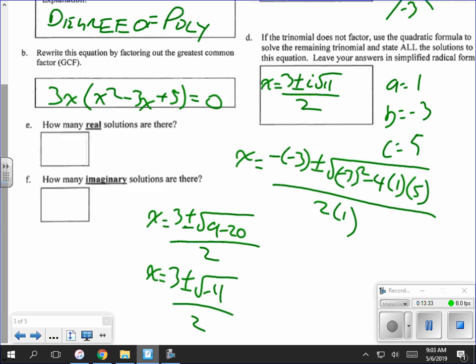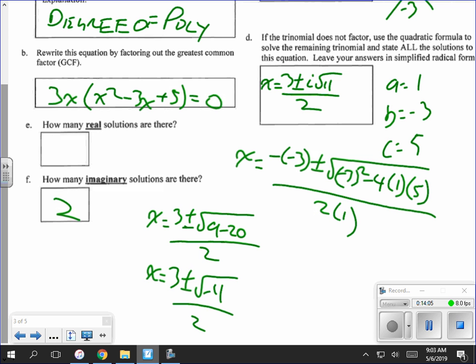Okay? How many imaginary solutions do I have? I've got 2. 3 plus i root 11, 3 minus i root 11. There are 2 solutions there. They are imaginary because they have i, so that means I have 2 here. And imaginary solutions always come in pairs. This will be an even number, 0, 2, 4, 6, 8, 10. They always come in pairs. You never get imaginary solutions that are not pairs.